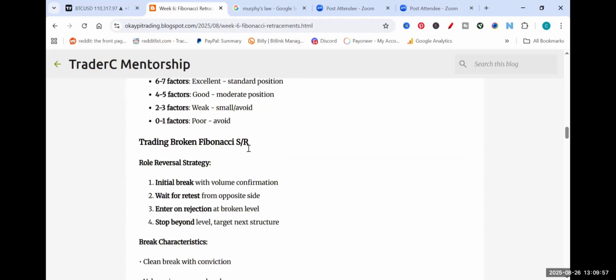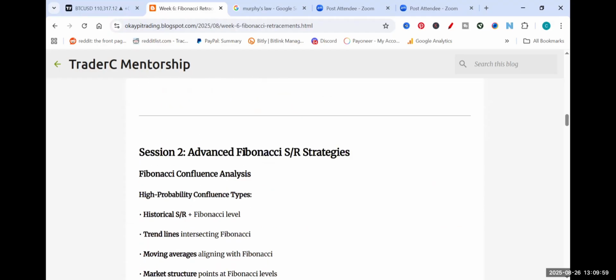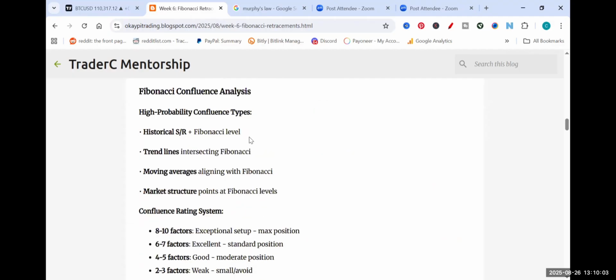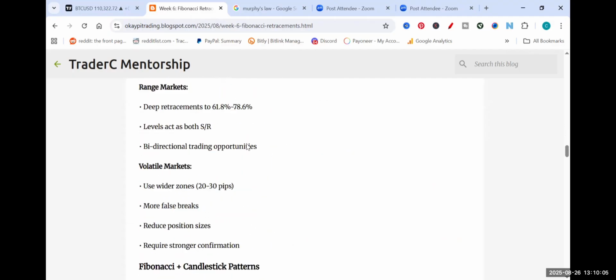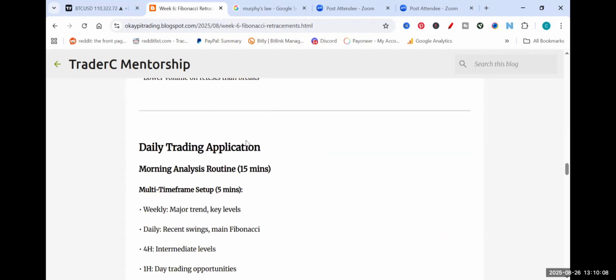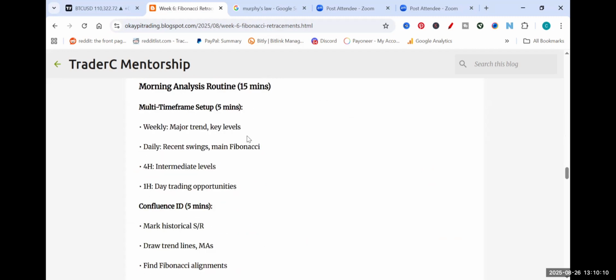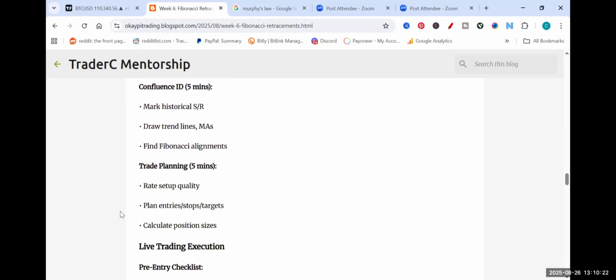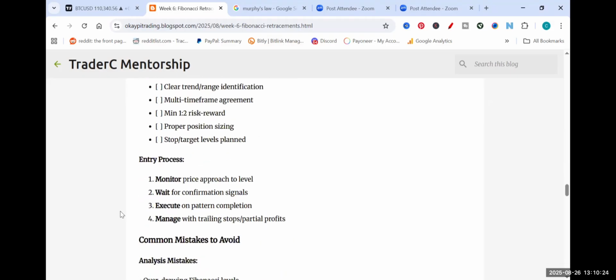I'll leave the notes for you to go through. One thing about Fibonacci is they offer high probability setups and they are very good. The thing I will encourage you to do is to have patience. So when you choose to use Fibonacci, just know you need patience because it is based on market structure. So you just try and use it with market structure.